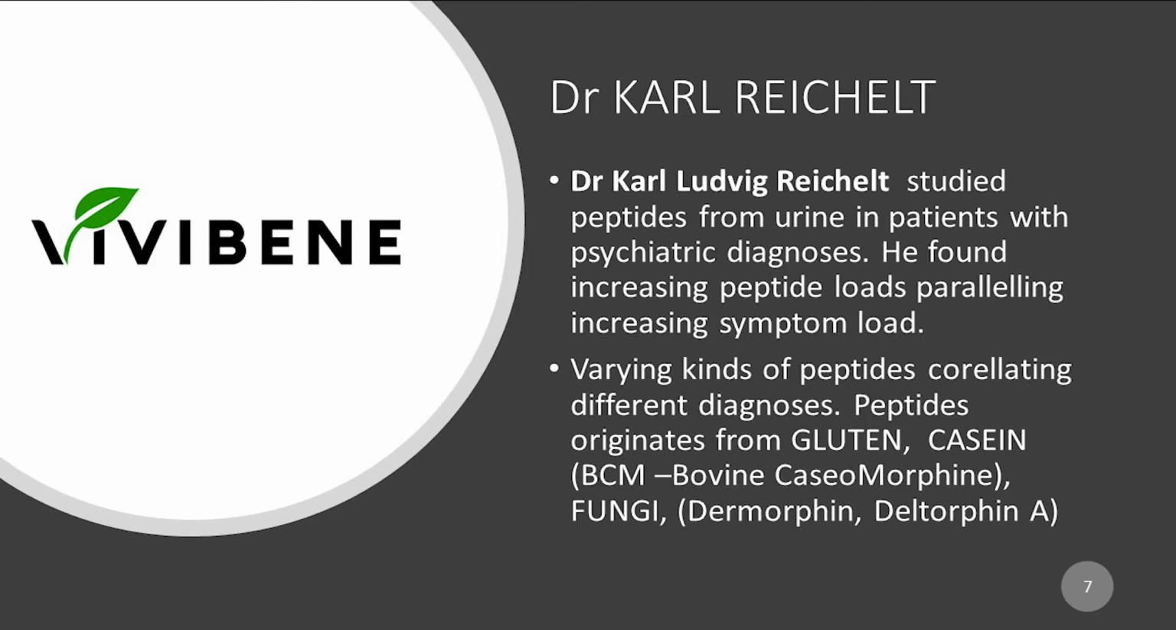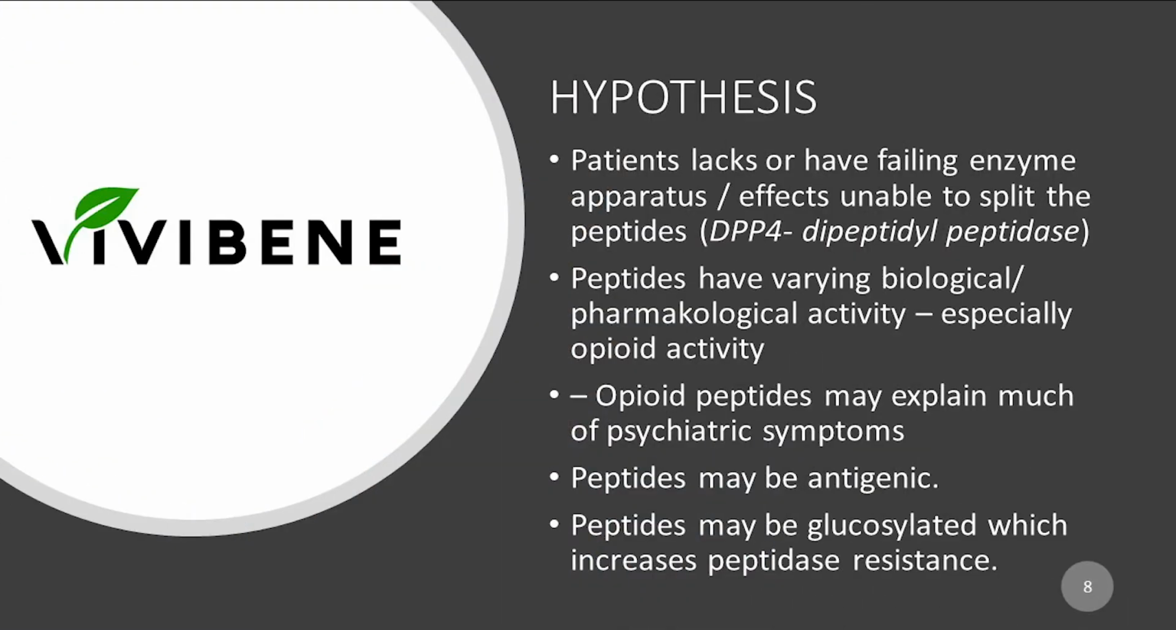He also found that these peptides originate from gluten and from casein. One from casein is called bovine caseomorphine. He also found some from fungi, one called dermorphin, another called deltorphin A. These are peptides that have an effect on the body. So his hypothesis was that, okay, we find more of these in patients, then possibly or probably these patients lack or have a failing enzyme apparatus. These enzymes that should be breaking down these proline-rich peptides are often called DPP4, dipeptidyl peptidase.